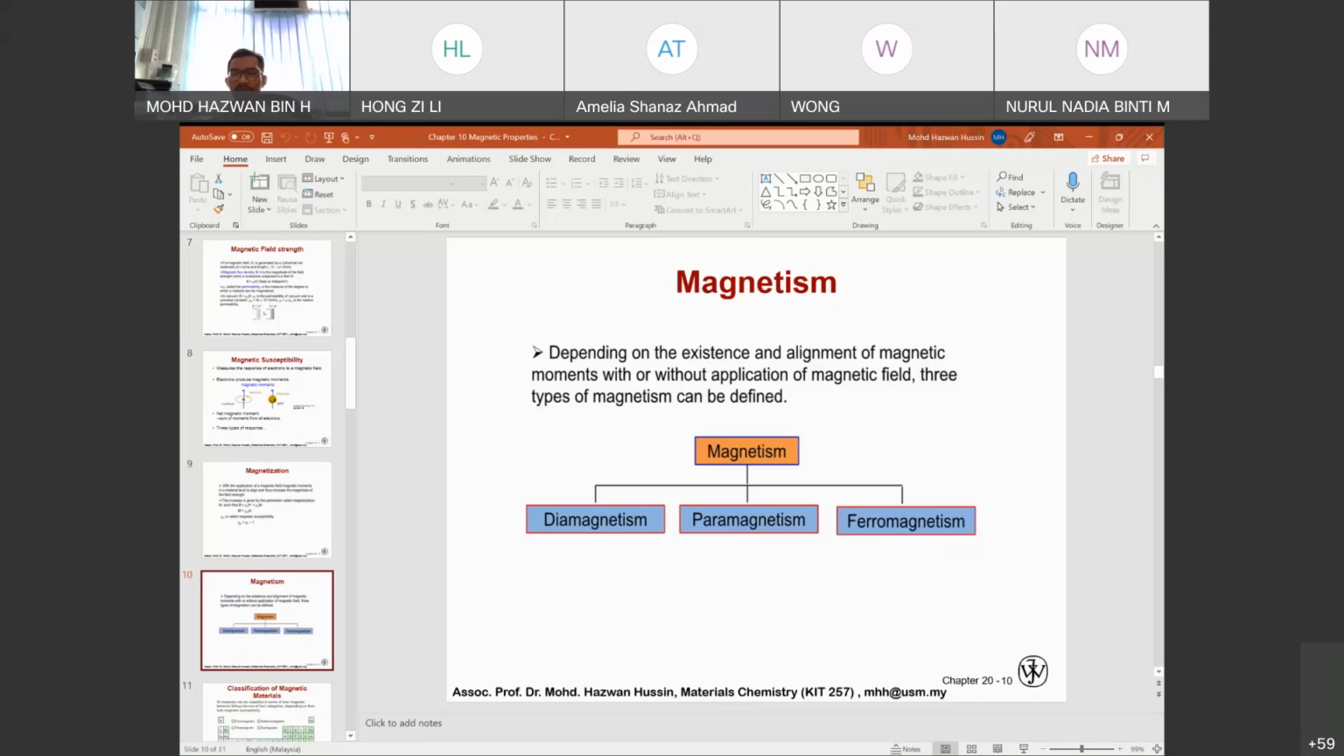But later on we will see anti-ferromagnetism and so on.